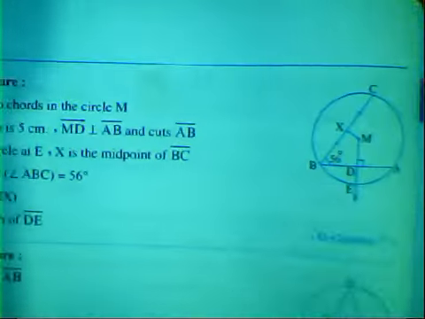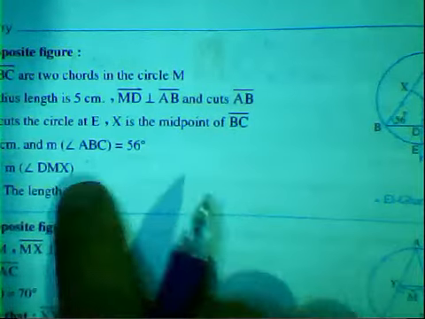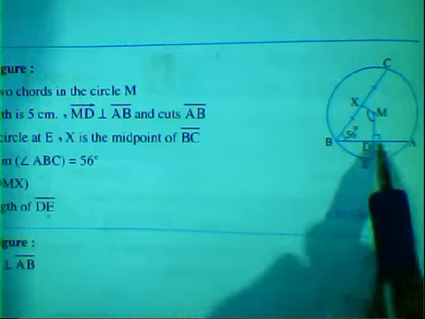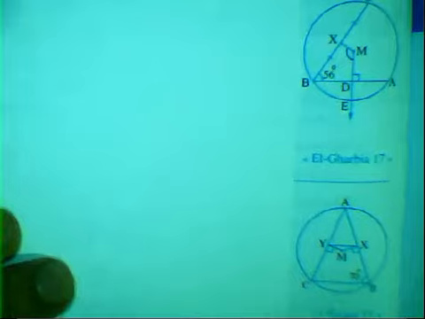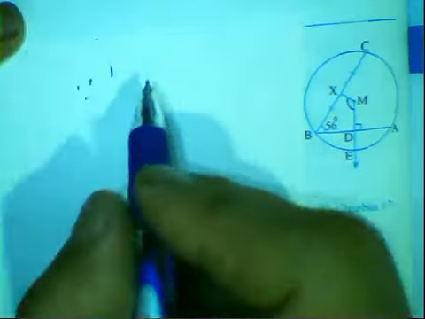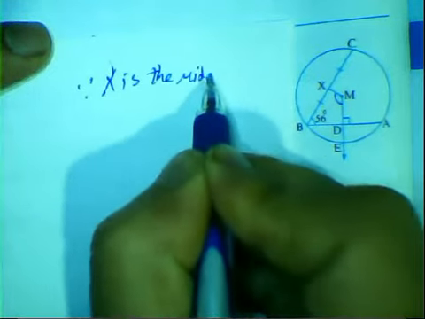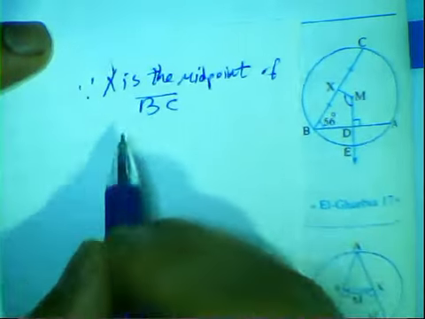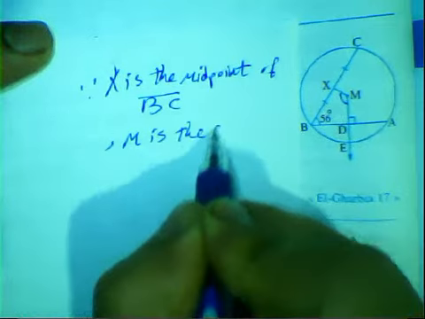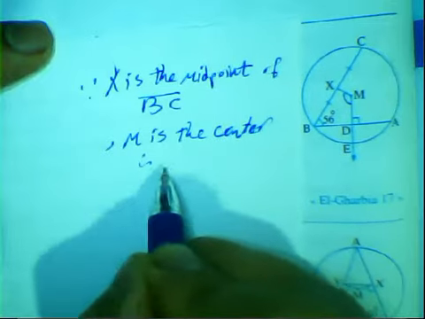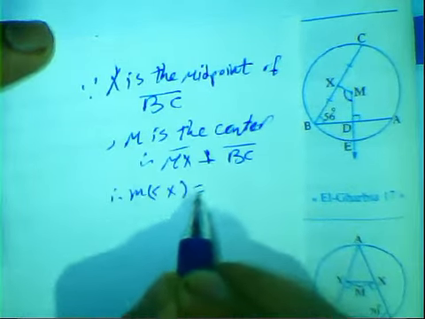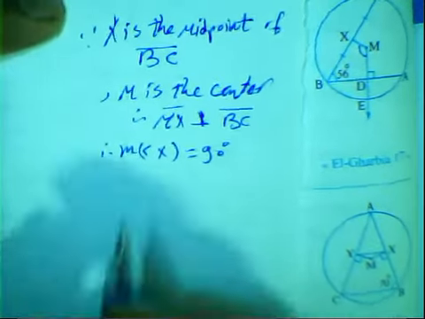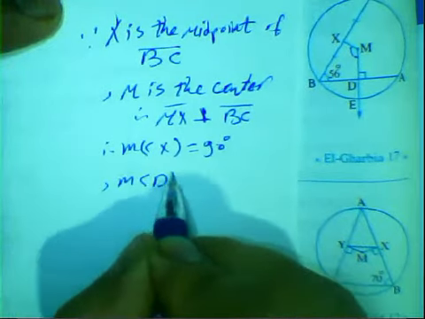And another question. In this example, you want to find the measure of angle DMX and the length of DE. We solve it here. Look back with me at these tips. It's very important to know these tips about the example. Pay attention to these tips, okay? X is the midpoint of BC and M is the center of the circle, then MX will be perpendicular to BC. Then the measure of angle X equals 90 degrees and the measure of angle D was 90 degrees.